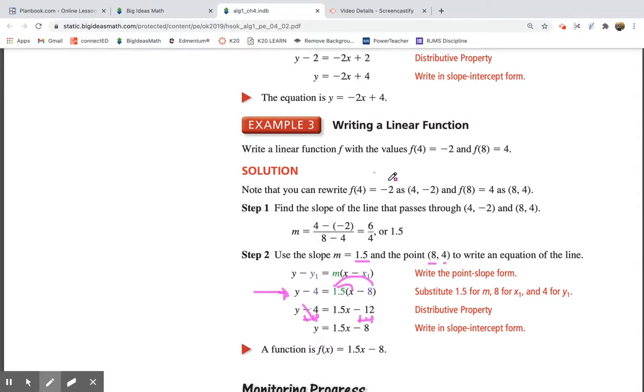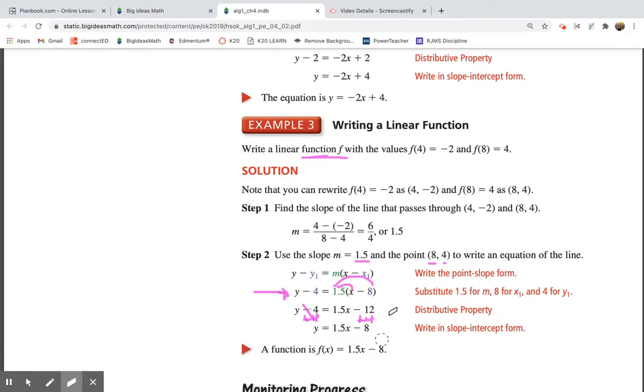Then it is a function. That's the one thing, the only difference that you have to remember to go back and do is change y to f of x. There is our function. So on this one, remember on both of these, example 2 and 3, we were putting it in slope-intercept form, but we had to use point-slope form to get there.